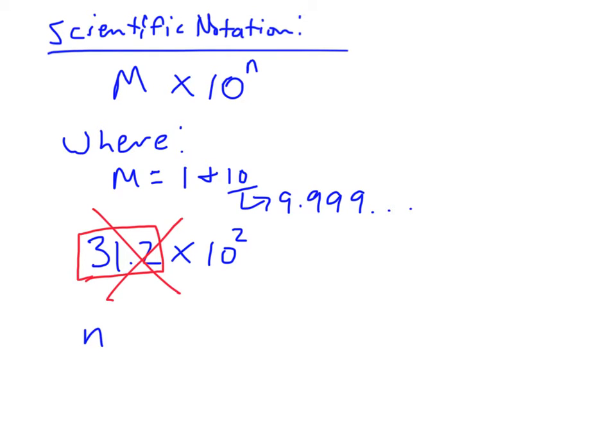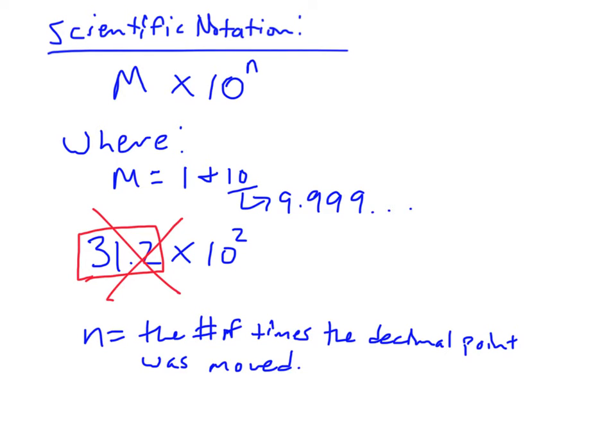Okay? n is the exponent, and it's equal to the number of times that the decimal point was moved. n is positive when the original number is greater than 1. Okay, so n is positive if the original number is greater than 1, and n is negative if it is less than 1. Okay, and I'm talking about the original number.